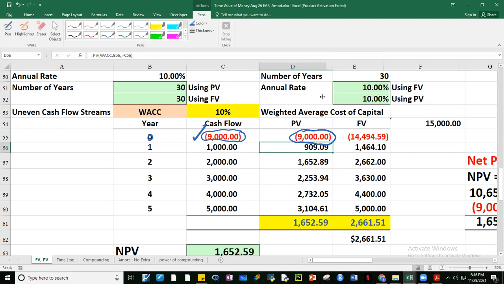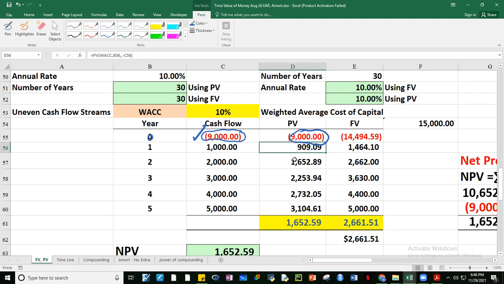So notice we're discounting these values. Okay, when we discount, guys, mababa yung values. Yung 2,000 after 2 years will be 1,652 now, and the 5,000 after 5 years will be 3,104. Ang equivalent value niya ngayon is 3,104. Okay. So can we now add all of this, guys? Can we now add all of this? The answer is yes. Bakit natin siyang pwede nang i-add?